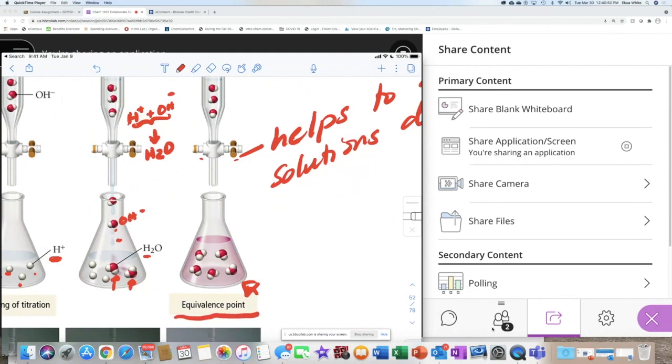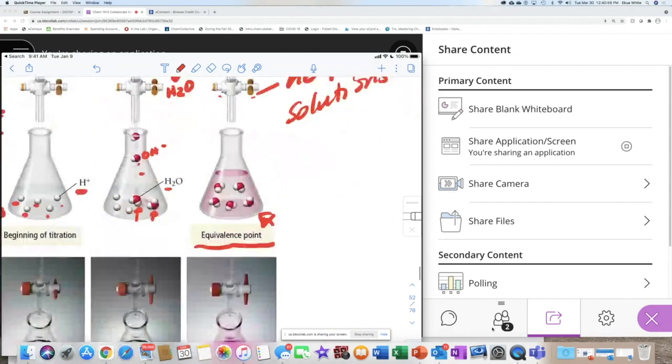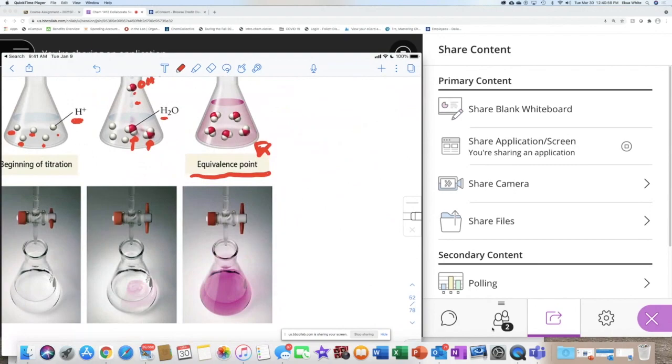So in the lab, we visually see a pink color. Even though in the picture here it shows a fuchsia pink color, what we really want is this color here, a hue of pink, a blush of pink. If you know what a blush is, that's what I'm talking about. This picture here is actually way, way past the equivalence point.